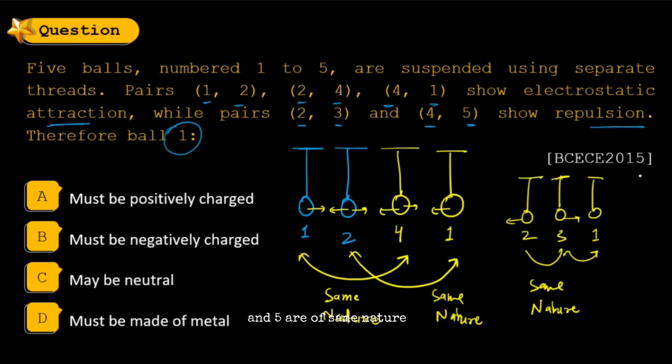Then 4 and 5 are of the same nature. So if 4 and 5 are of the same nature, I can say that 4 and 5 are of the same nature as well as 1 is going to be of the same nature.